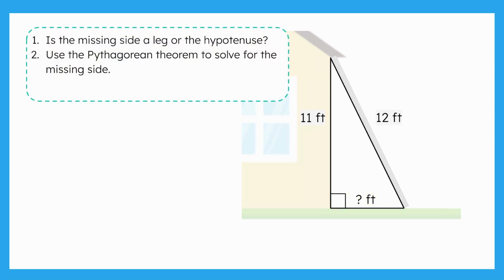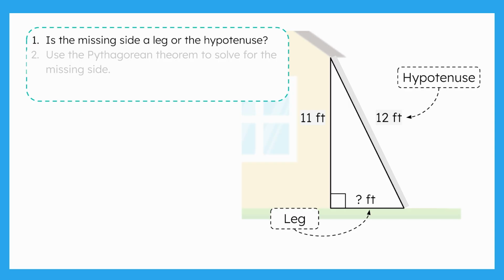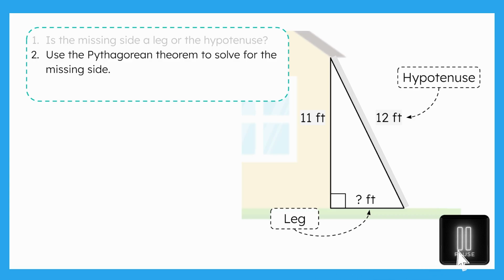Just like any other problem we've done involving a right triangle, we should first identify whether the missing side is a leg or the hypotenuse. What do you think? Yes, the missing side is a leg. And which side is the hypotenuse? The one across from the right angle, which is the ladder. Great, now that we have that figured out, take a moment to pause and determine the distance from the house to the base of the ladder using the Pythagorean theorem.